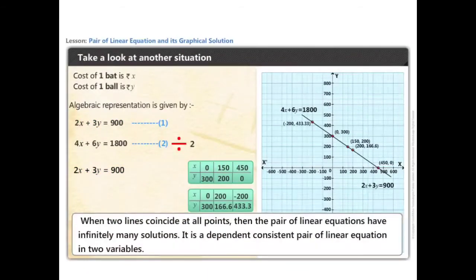When two lines coincide at all points, then the pair of linear equations has infinitely many solutions. This also means that it is a dependent, consistent pair of linear equations in two variables.